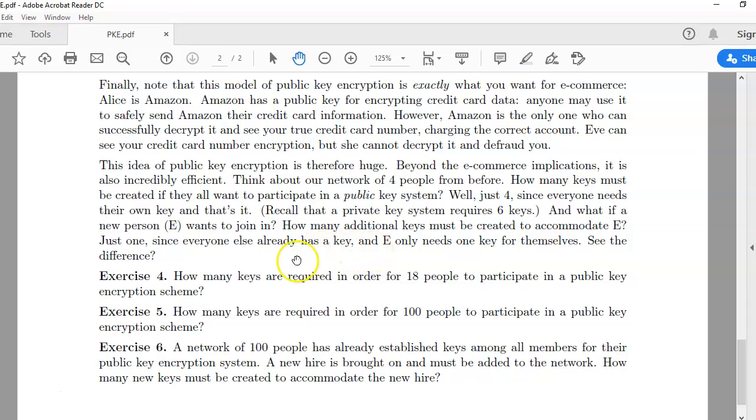See the difference? So I want you to try exercises 4, 5, and 6, which echo exercises 1, 2, and 3. But 4, 5, and 6 are now taking place in a public key system, whereas exercises 1, 2, and 3 took place in a private key scheme. So try exercises 4, 5, and 6. Try the quiz. If you get stuck or have questions, let me know.